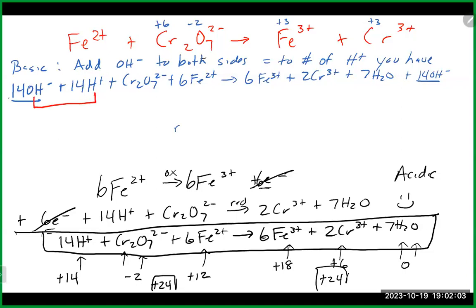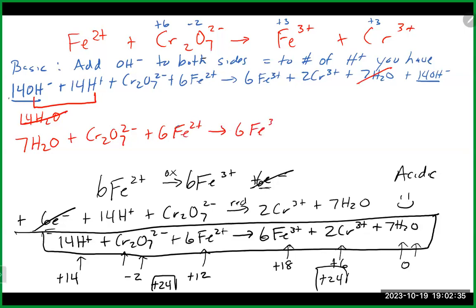Now the side where you have H plus and OH minus, what do you get when you put together H plus and OH minus? It becomes water. Yeah, so H plus and OH minus will become water. So that will give us 14 waters on the left-hand side. I now have 7 waters on the right-hand side and 14 on the left. That means 7 waters get subtracted over here, and that leaves me a net of 7 waters on the left, plus my Cr2O7 2 minus, plus my 6 of the iron 2, to my 6 of the iron 3, my 2 of the chromium, and my 14 OH minuses.